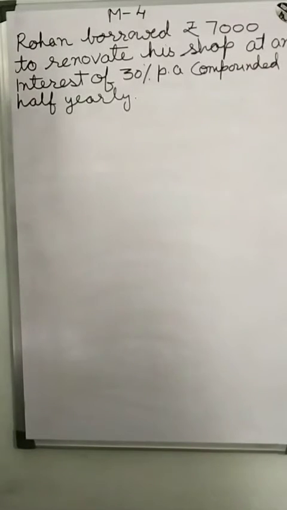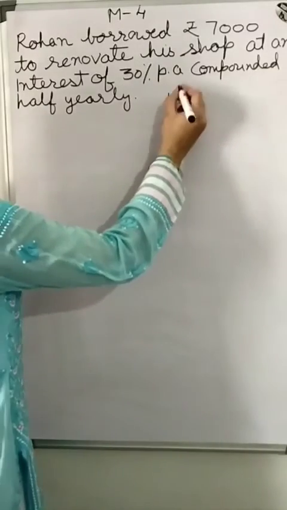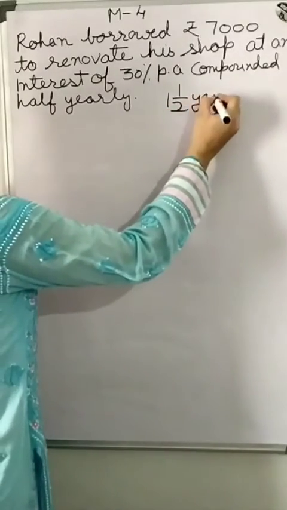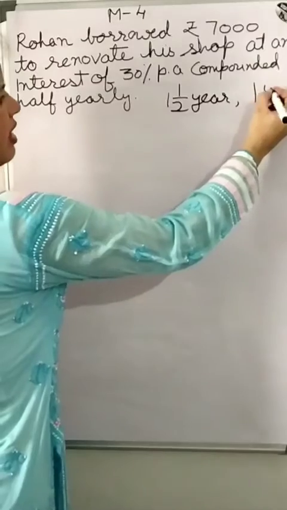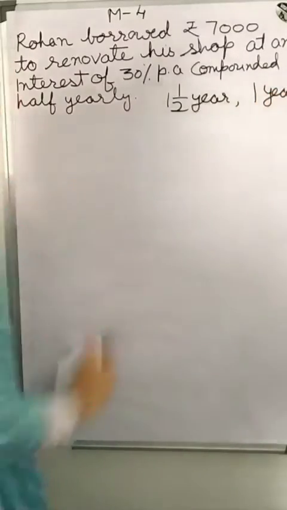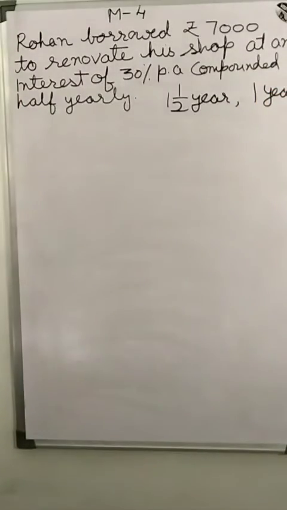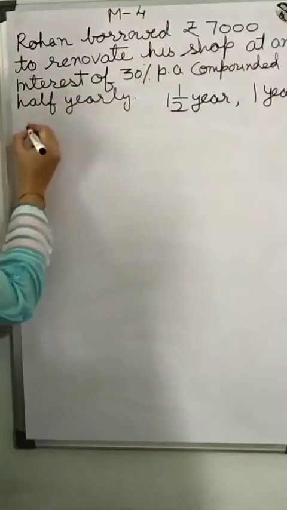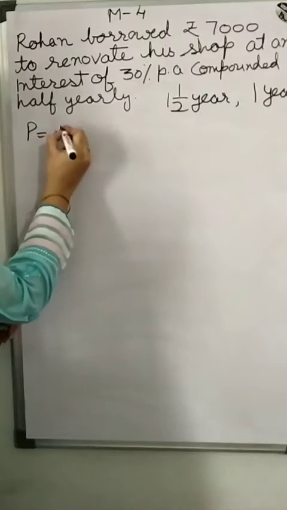an interest of 30% per annum compounded half yearly. Here it is compounded half yearly and calculated for 1.5 year and 1 year also, both years. So how do we calculate this one? I'm using the same formula here, as in the method of simple interest. Then how do we calculate?